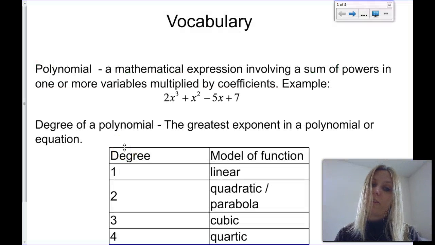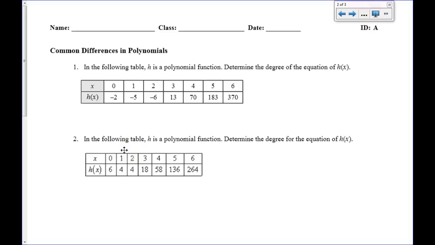Please look over the following vocabulary on this page and be well acquainted with it, especially the type of function that goes with the degree of a polynomial. By the end of this lesson, you'll be able to determine which polynomial goes with this data and what type of function it is. So look it over, and after we're done with the lesson, give it a try, and you'll have the answers posted at the end of the lesson. Join me with my class now.